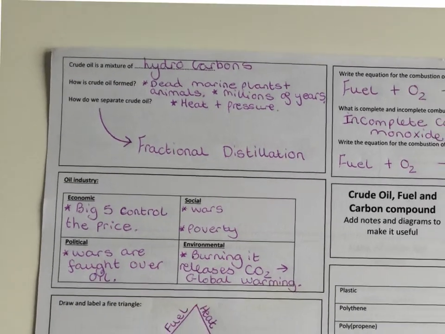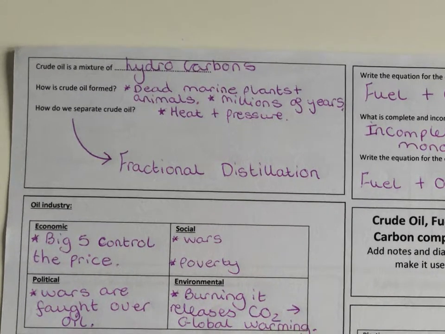So the first part we're going to look at is what is crude oil. Crude oil is a large mixture of hydrocarbons varying in chain length. How is crude oil formed? Dead marine plants and animals fall to the bottom of the ocean. They're applied to intense heat and pressure, and this takes millions of years.